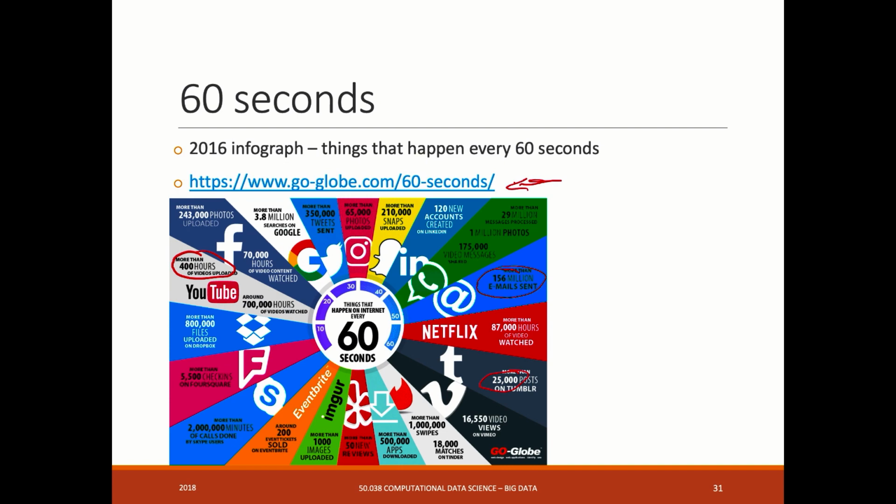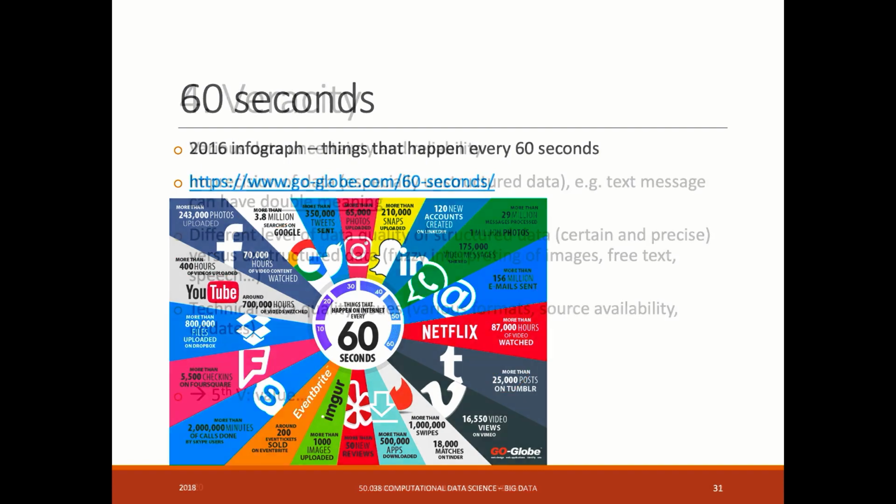There's 3.8 million searches on Google, 350,000 tweets. There's just tons and tons of data. And if you know that it grows exponentially, so these figures are way bigger now.